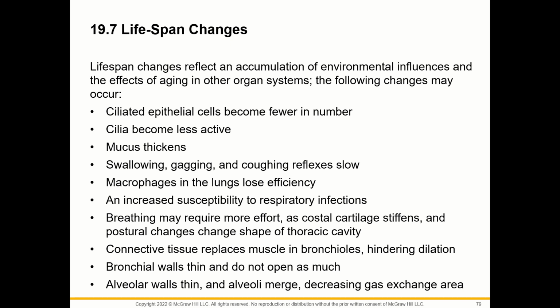Don't forget to inhale and exhale, and love your lungs, because without them, you can't breathe, and without breathing, you can't live.